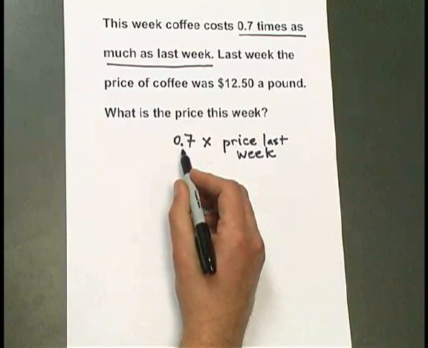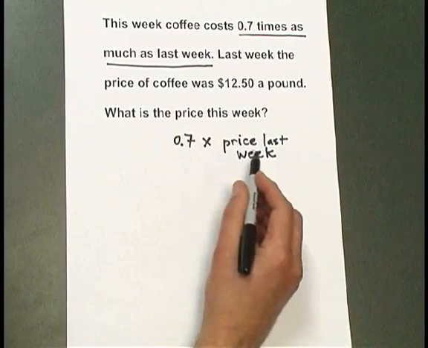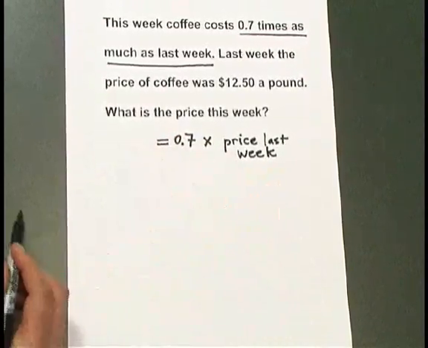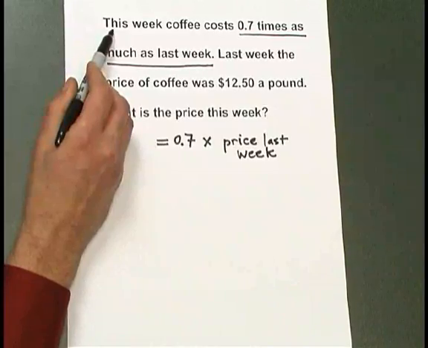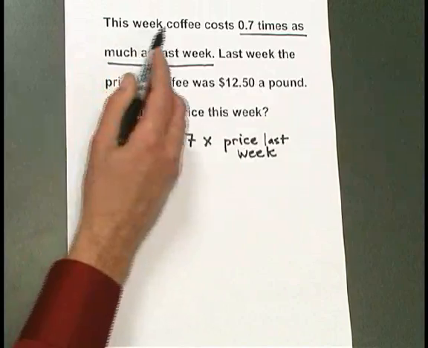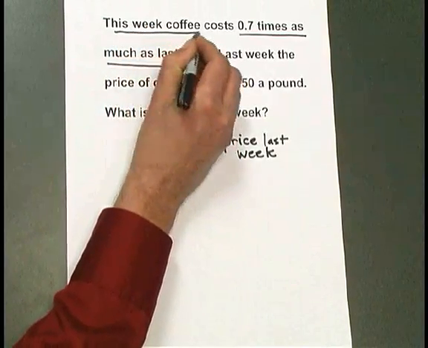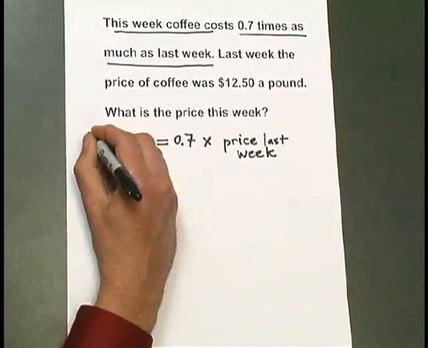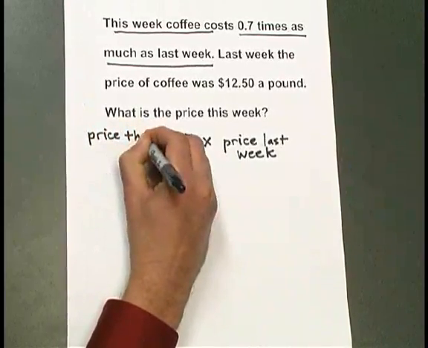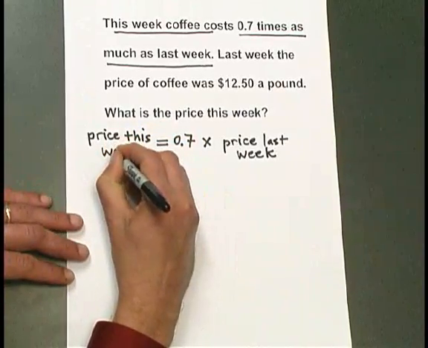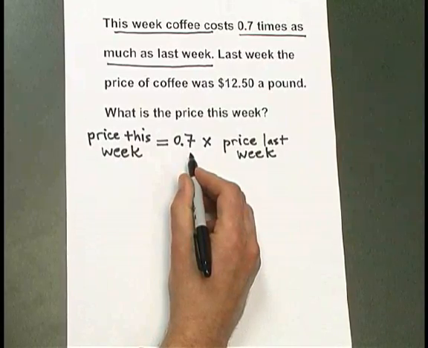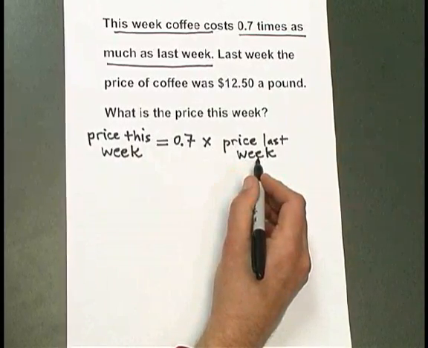Now, 0.7 times the price last week has to equal something. And in this sentence, what it equals is given by the words that come first. This week, coffee costs. That refers to the price this week. The price this week is equal to 0.7 times the price last week.